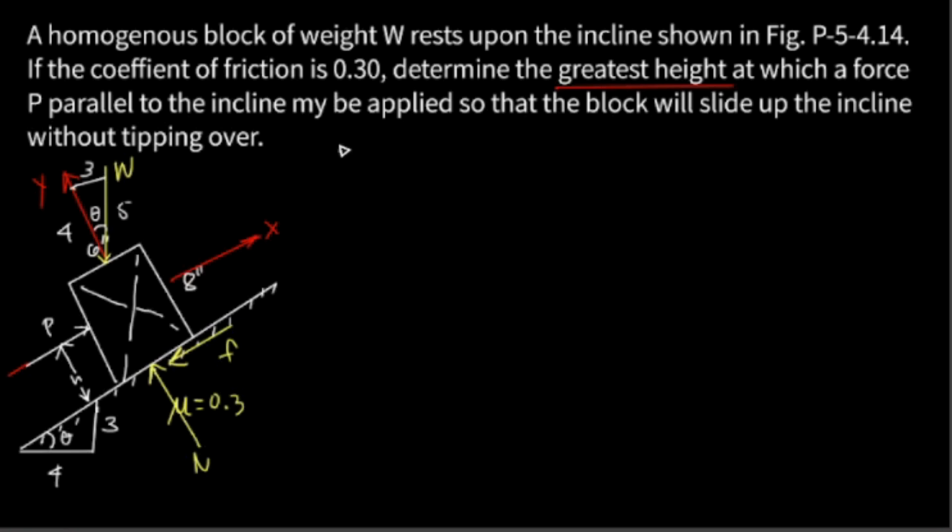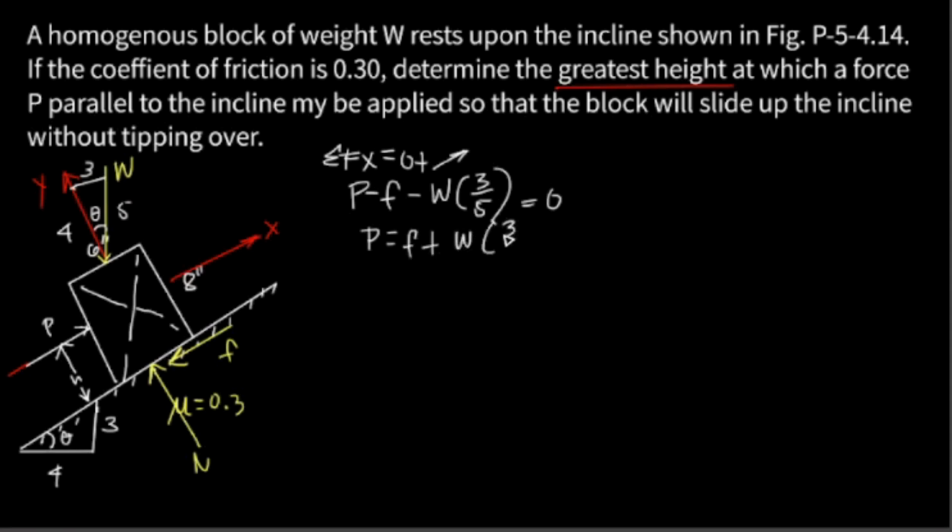Let's start with the forces along the x-axis. Positive is toward this direction. So, positive P, then negative F. Then the x component of W is negative W times the horizontal over the hypotenuse, 3 over 5, equal to 0. Therefore, P is equal to positive F plus W times 3 over 5, since we moved them to the right side and they became positive.